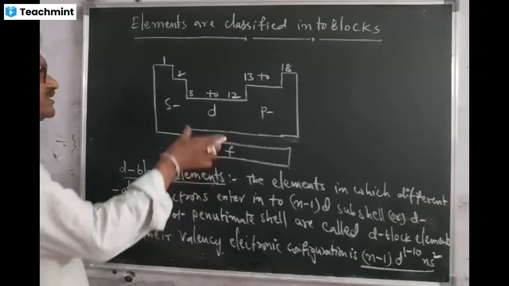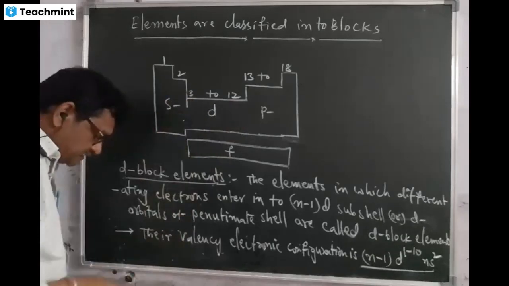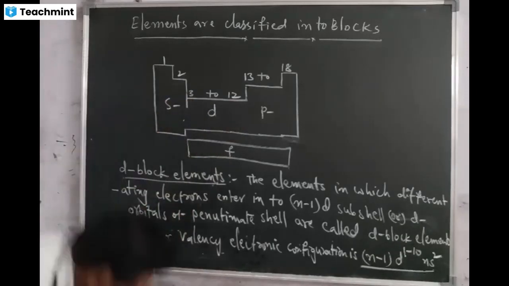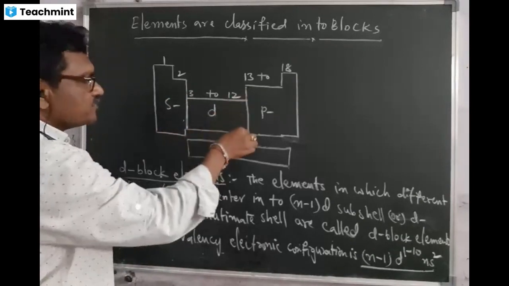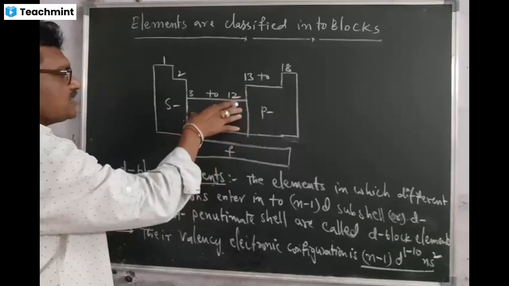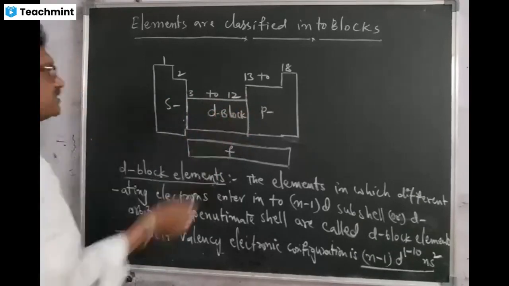Okay, just look here, look at the board. Here, particularly, the groups which start from the third group to the 12th group, these total of 10 groups, are nothing but D block. So you write down that point.